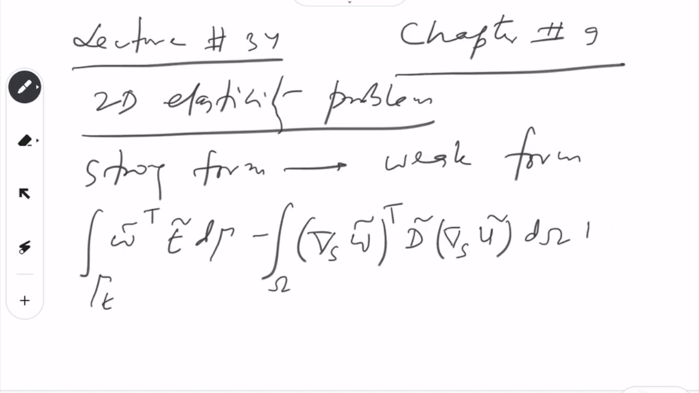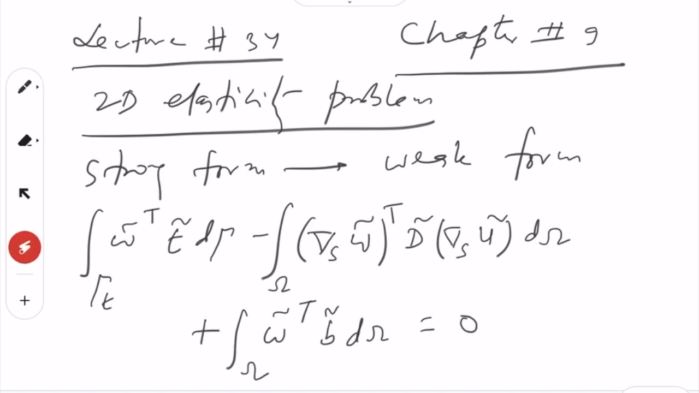Let's write here: plus the integration over the whole domain of w tilde transpose b tilde d omega, and everything equal to 0. This is how the weak form is given, where all those things we know already.